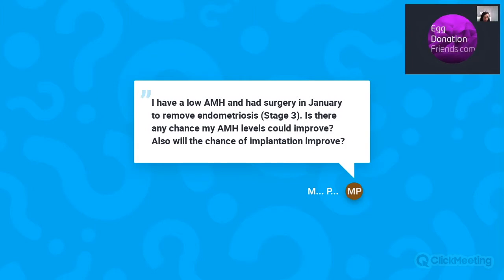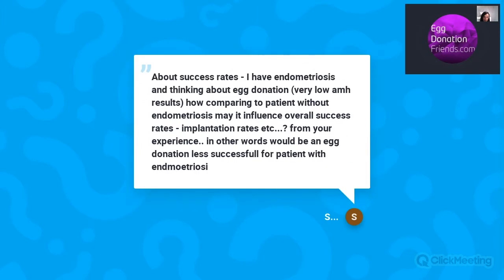So for now, we will take the next question, and this will be this one. About success rates. I have endometriosis and thinking about egg donation, very low AMH results. How comparing to patient without endometriosis may it influence overall success rates, implantation rates, etc. from your experience? In other words, would an egg donation be less successful for patient with endometriosis?